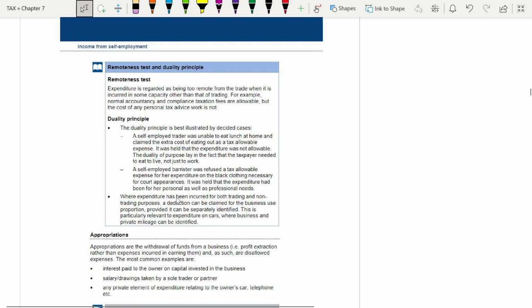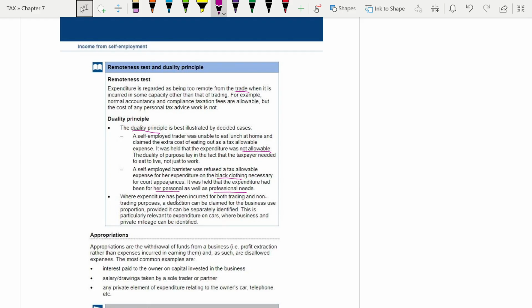Expenditure is regarded as being too remote from trade, meaning it is not for trade purpose. Then we should not take that into consideration. If there are two purposes, one for trading and one for non-trading, then also we cannot allow it. A self-employed trader was unable to eat lunch at home and claimed the extra cost of eating out as a tax allowable expense. It was held that the expenditure was not allowable. A self-employed barrister was refused a tax allowable expense for expenditure on black clothing necessary for court. It was held that the expenditure was for her personal as well as professional needs.